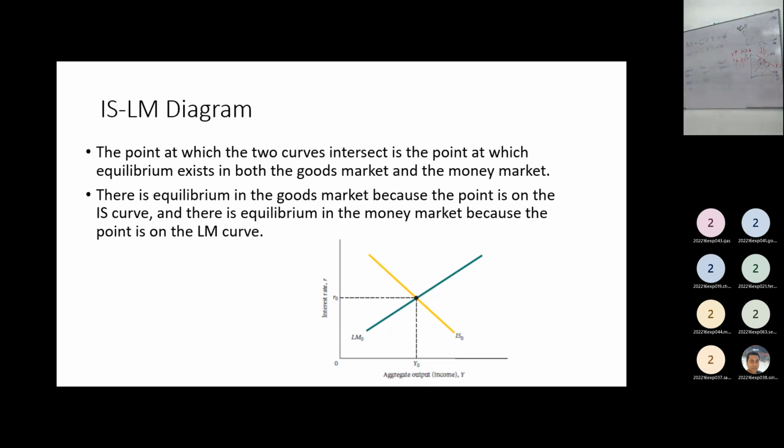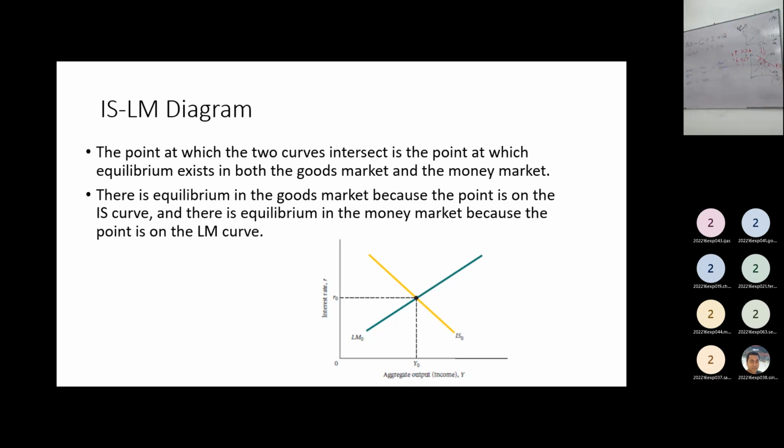The point at which the 2 curves intersect is the point at which equilibrium exists in both the goods market and the money market. So the IS curve represents the goods market situation. Each and every point in the IS curve represents equilibriums in the goods market. Each and every point in the LM curve represents the equilibriums in the money market. So in this curve, both the money market and the goods market are put together, right?